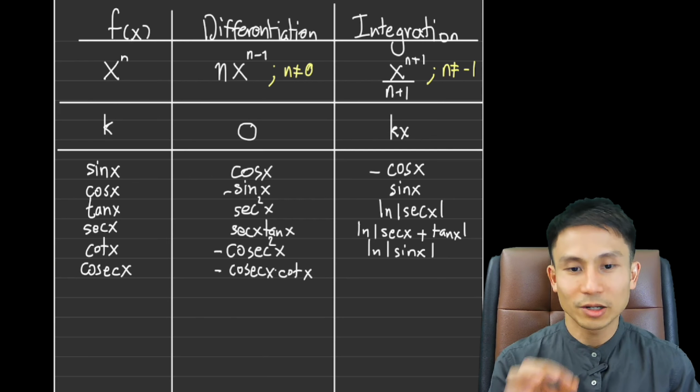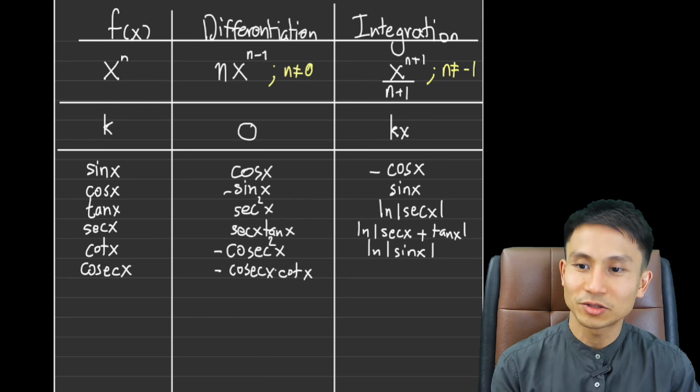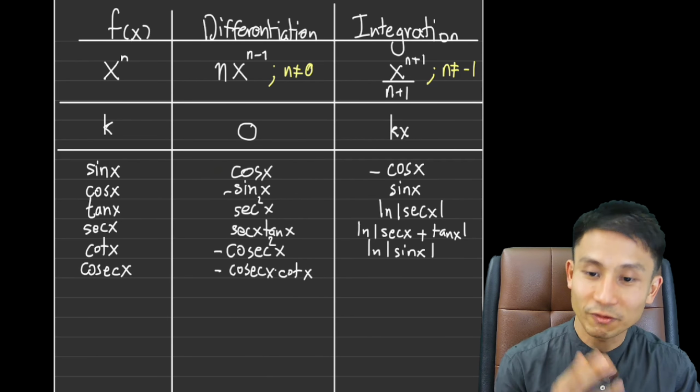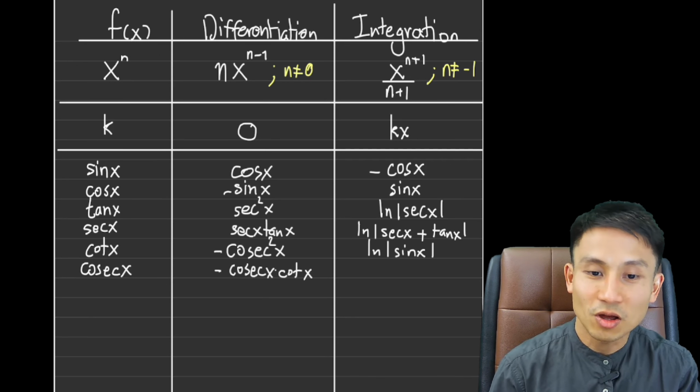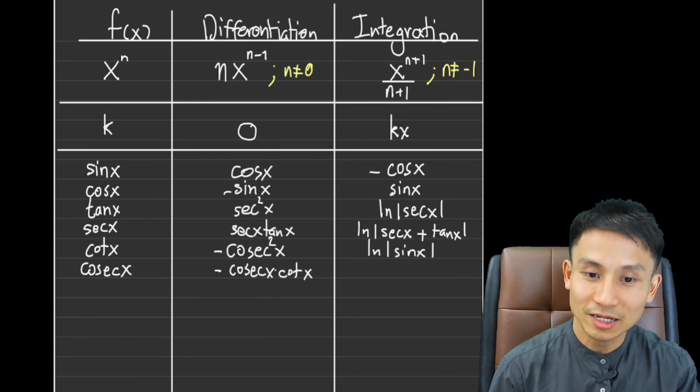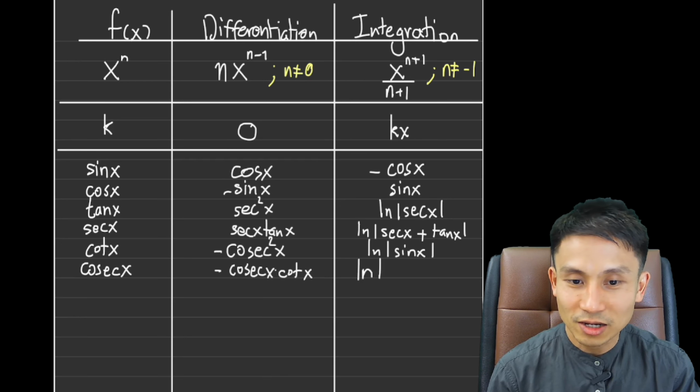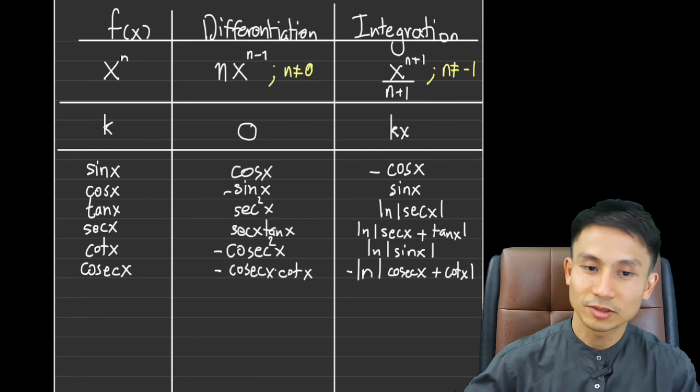Now luckily, there is a pattern here that is similar to integrating sec x if we want to integrate cosec x, because integrating sec x gives you ln in modulus sec x plus tan x. If we integrate cosec x, we get ln in modulus cosec x plus cot x, again with a minus sign. So there is a pattern.